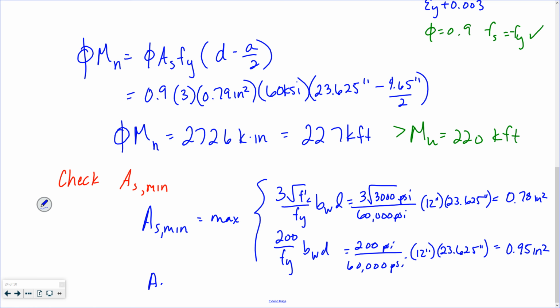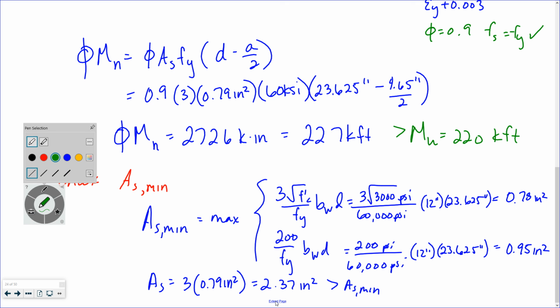My area of steel is 3 times 0.79 inches squared. I think it was 2.37. Yeah. Which is greater than As min. So we're good there, right? 2.37 is greater than 0.95.